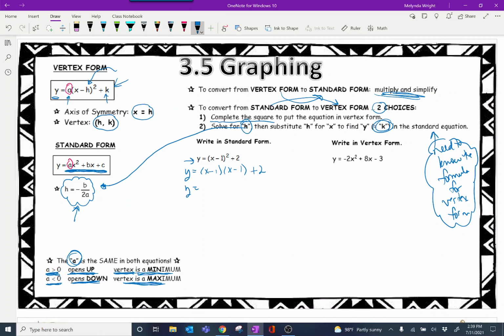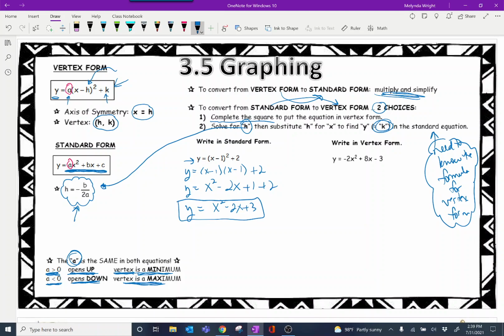So let's see, we have x squared minus x, which would be minus 2x plus 1 plus 2. So in standard form, we would have x squared minus 2x plus 3. Okay, see that going from vertex form to standard form is pretty easy.